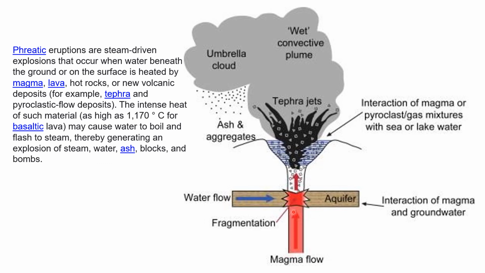The intense heat of such material can go as high as 1170 degrees Celsius for basaltic lava. This causes water to boil and flash to steam, thereby generating an explosion of steam, water, ash, blocks, and bombs. All right.